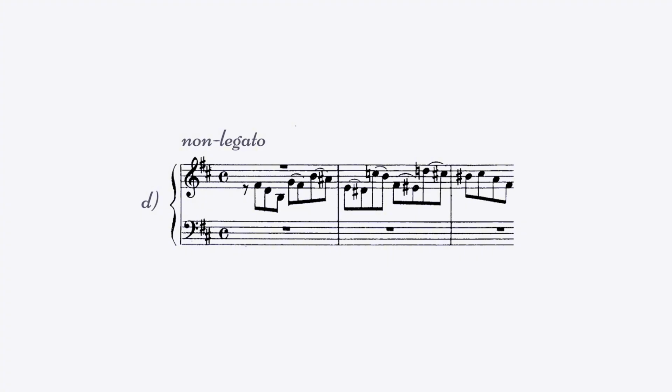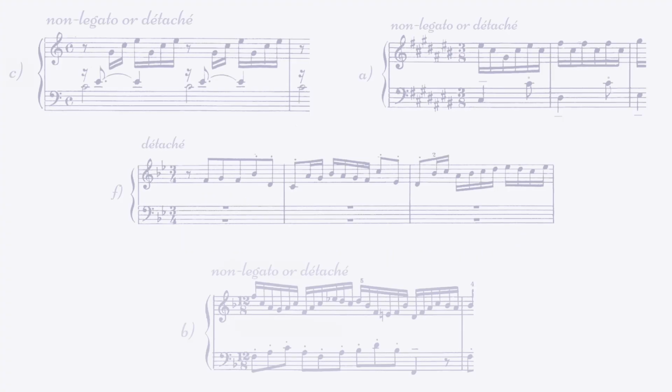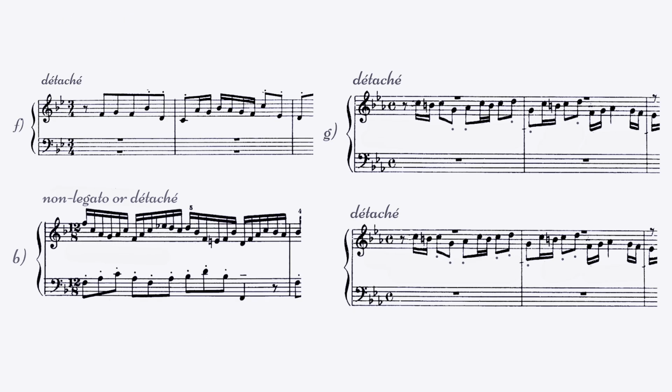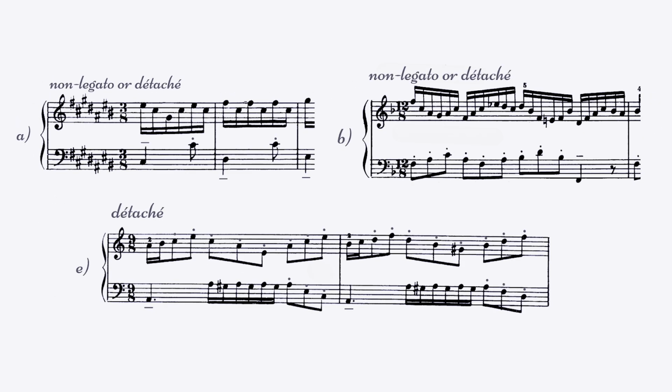Use non-legato and two-note slurs in slower pieces. Use détaché as a general articulation in moderate to fast pieces. Use staccato in fast movements, especially in groups of 2 to 3 notes that differ rhythmically from the main passage. Use combinations of tenuto or accent with staccato on longer and shorter note values.